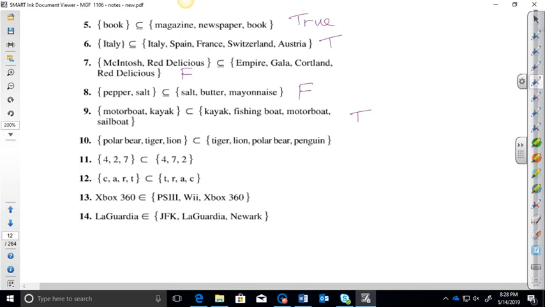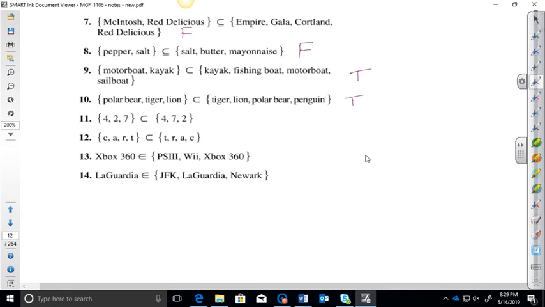Polar bear, tiger, lion. Which one is not in the other one? That's true. They're all there. Yeah. That's true. It's a subset. 4 to 7 is a proper subset of 4, 7, 2. That's false. It has to be only a subset, cannot be a proper subset, right? Because you can have the same set as proper.